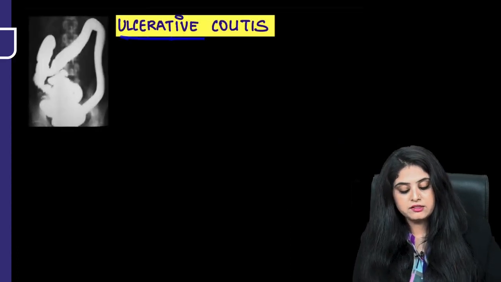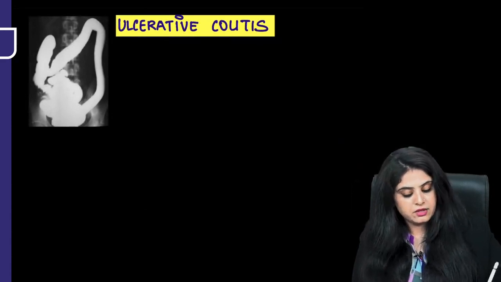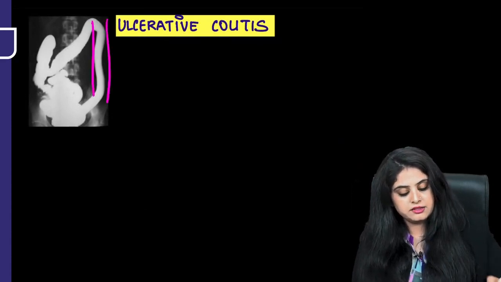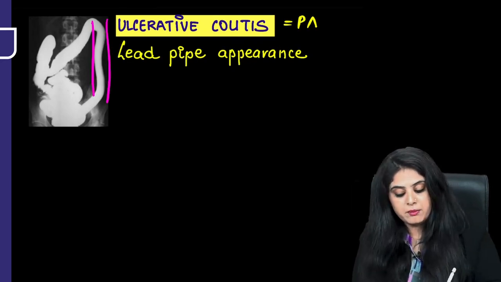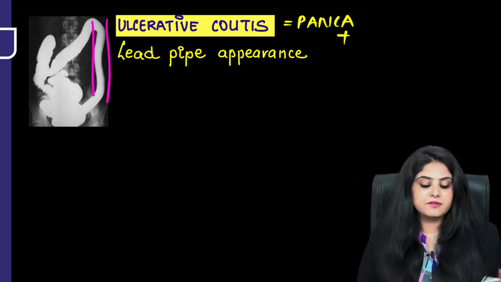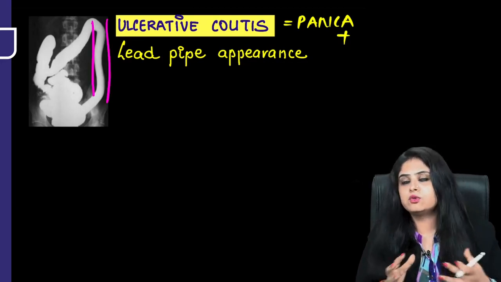But what are you going to see in ulcerative colitis? Ulcerative colitis shows you the intestine like a strong lead pipe. Yes, ulcerative colitis shows you lead pipe appearance, and I hope you remember what was the antibody in it. It was P-ANCA positive. Everyone sorted with the disease. I'm not going into obviously all the details.